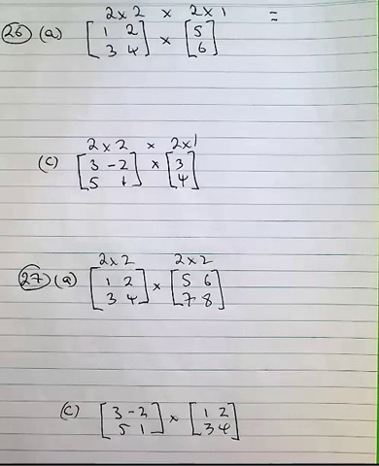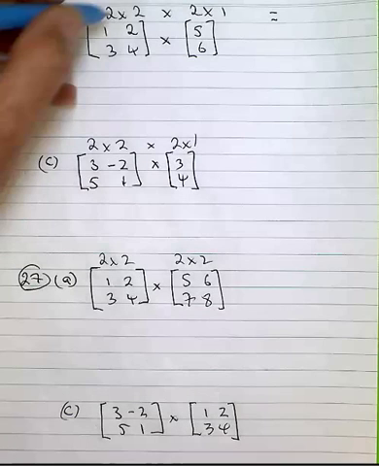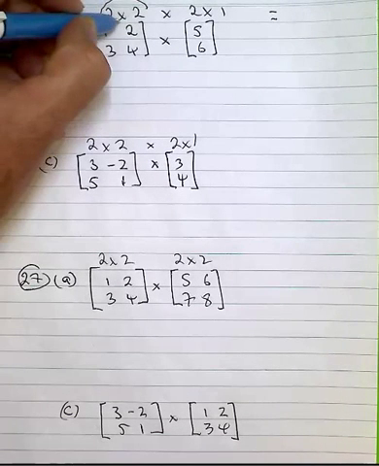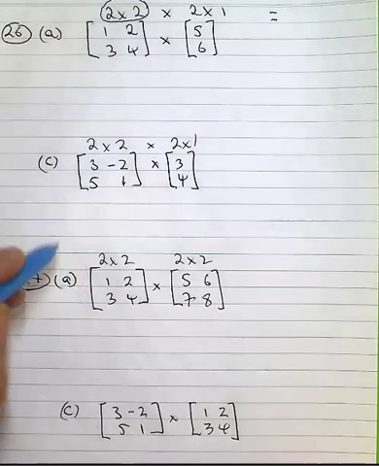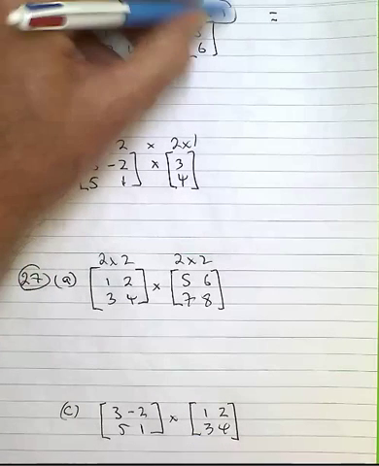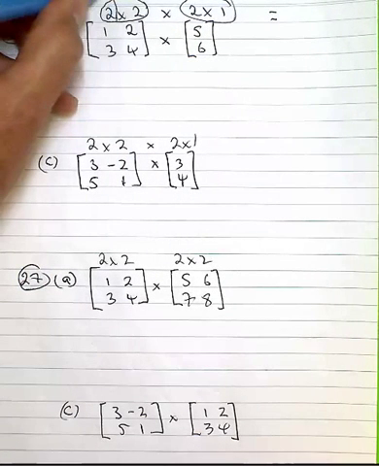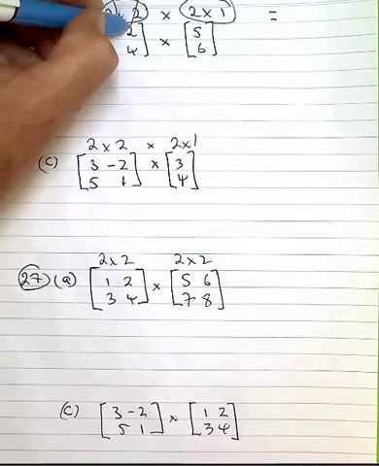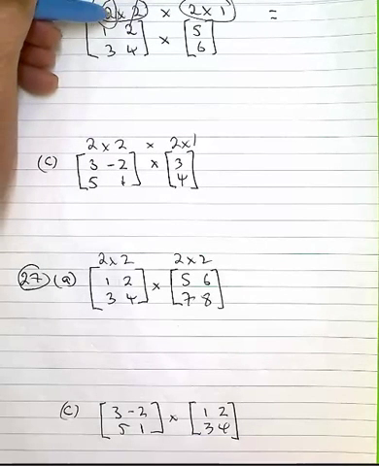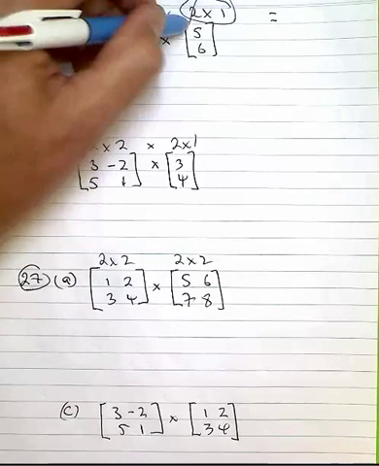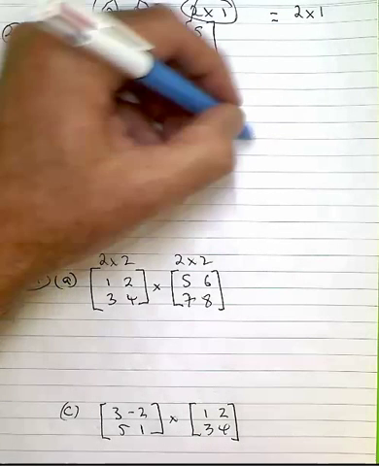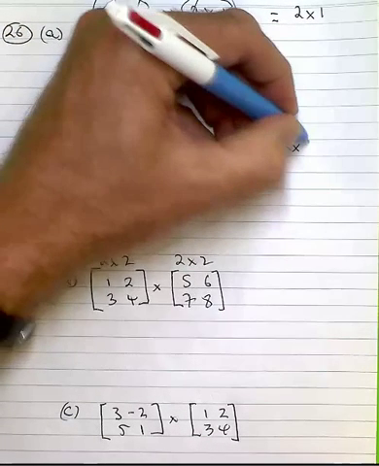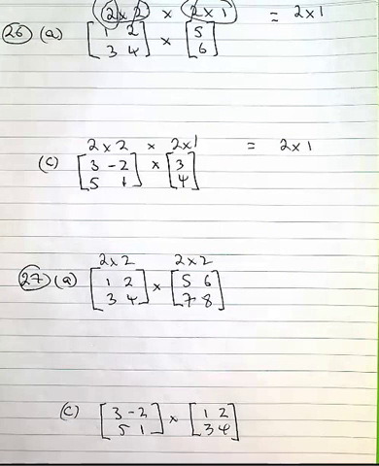for assessment purposes. First thing you notice is that the order of the first matrix in 26A, and indeed C, is a 2 by 2. The order of the second one, 2 by 1. Because the column of the first matrix corresponds to the row of the second, we will have a 2 by 1 product. So in both of those instances, we're going to have a 2 by 1 product.